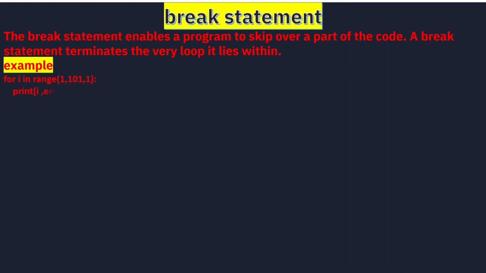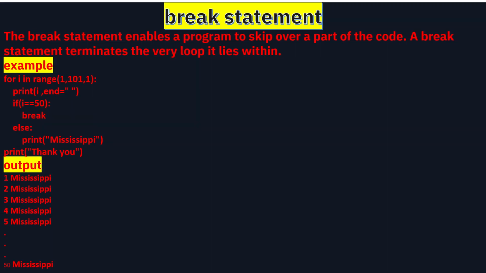Example. For i in range(1, 101): print(i, end=" "). If i == 50: break. Else: print("Mississippi"). Print "thank you".